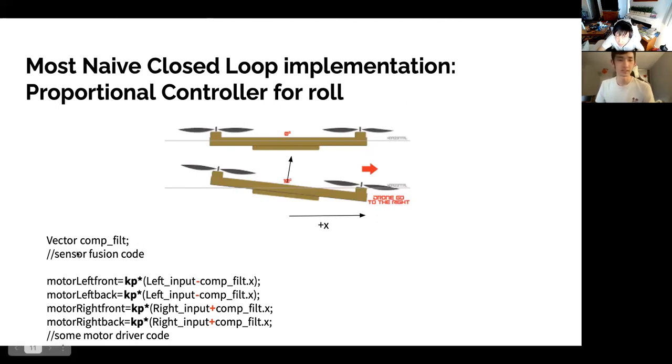So here is just a sample code, for example. Take your left input, let's just say it's 0 because you want it to be 0 degrees. And you have your complementary filter's X value. If X is positive, meaning that this vector is pointing to the right side, then you want your right ones to spin faster, so you add it on, and then your left ones to spin slower, and you subtract it. This is probably how most people start understanding what control loops look like.